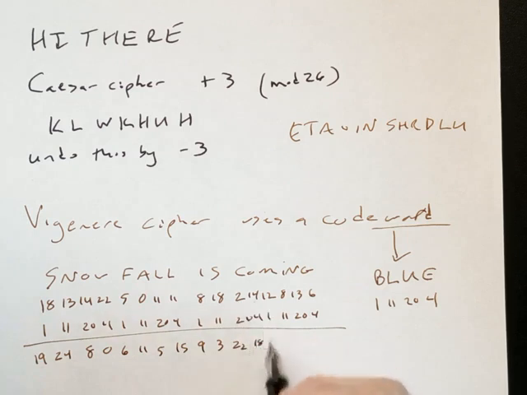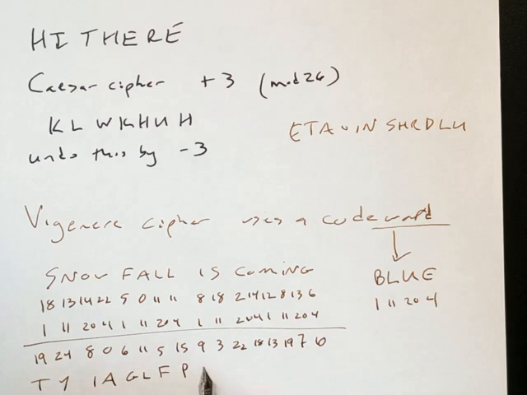22, 18, 13, 19, 33. 33 mod 26 leaves me 7, 10. And this, I switch back to letters, becomes my ciphertext. So instead of sending the message, snowfall is coming, I send this message. That's unintelligible, isn't it? How do you decode it?